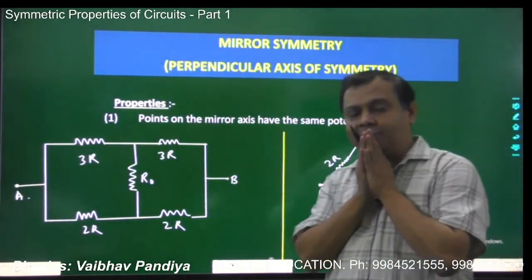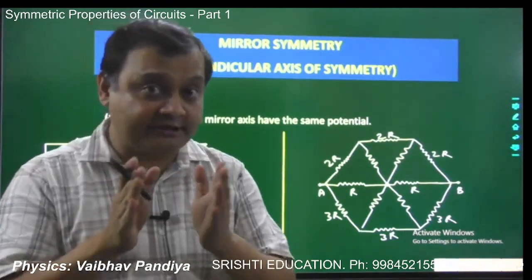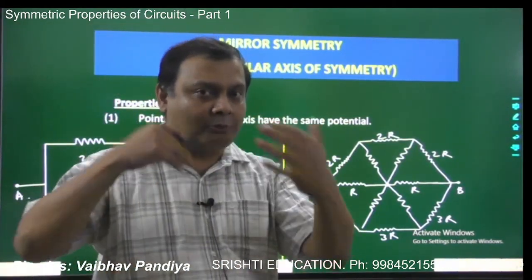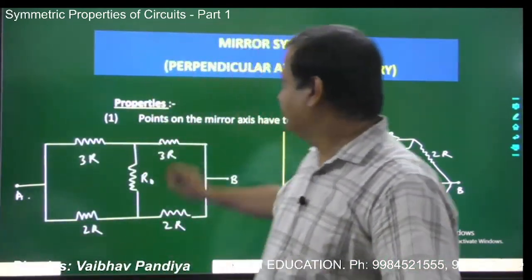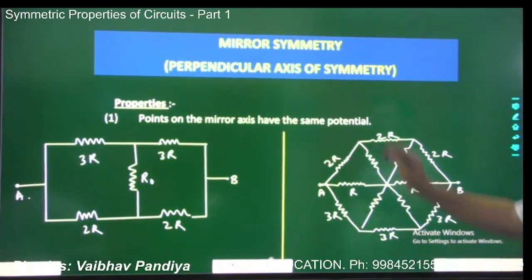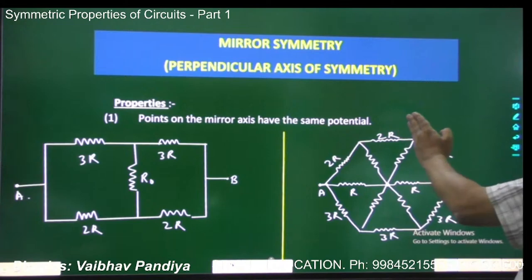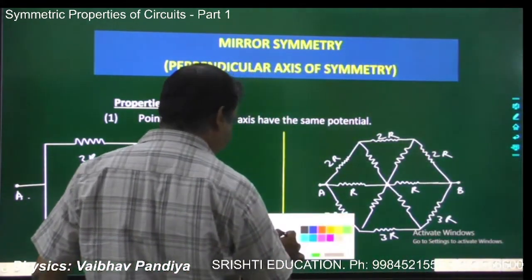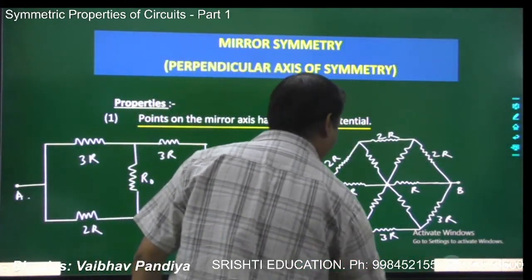Okay, now the main point. Now we'll see what are the properties in the mirror axis of symmetry. If the circuit is having perpendicular axis of symmetry or mirror axis of symmetry, then what are the properties which can be applied? So in the notes, you can write mirror symmetry properties. Property number one: points on the mirror axis have the same potential. Okay, this is a very important property.